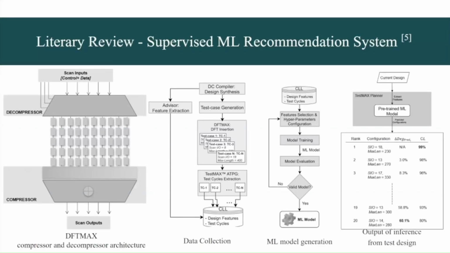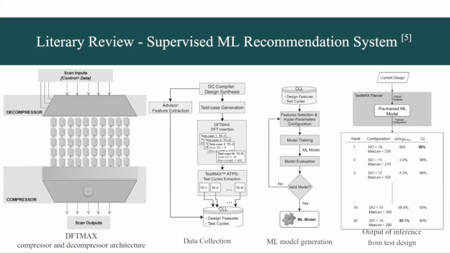So now we will go over some literary review. First, this first paper is about a supervised machine learning recommendation system. This paper goes over choosing the correct scan input output points and max length for the scan chains using machine learning. So here on the left, it goes over scan compression again. We have the decompressor and the compressor. We have a certain number of scan inputs, and the decompressor will decompress them to a larger number of scan chains than we have scan inputs. And then the compressor will recompress these scan chain outputs back into the actual scan output ports that we have.